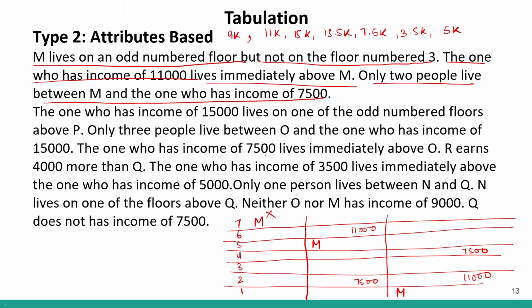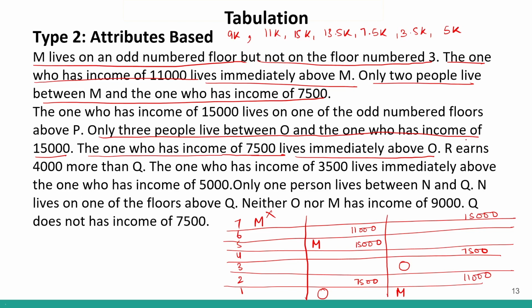The one who has income of 7,500 lives immediately above O. So this person lives immediately above O, so O will come over here or here. Correct? Now we can use this information. It says that only three people live between O and the one who has income of 15,000. So if O is over here, 1, 2, 3, we can have 15,000 over here. Three people between O and the one who earns 15,000.